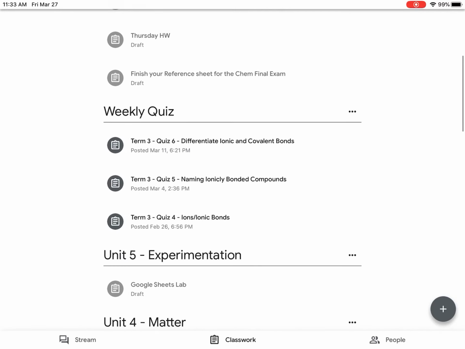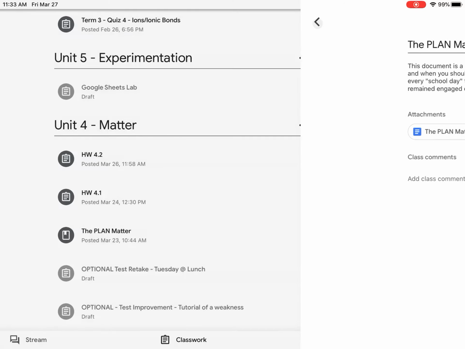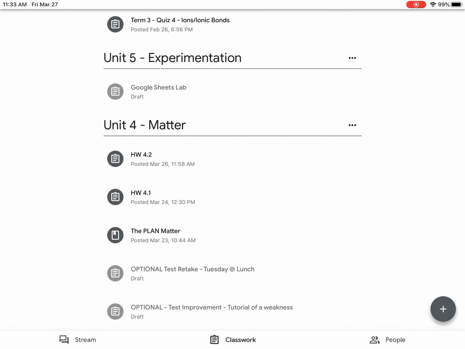Open up the plan. Actually, you don't even need to open up the plan. In a moment here, I will have homework 4.3 posted. And it's just a quick 3-question Google quiz for you to test your skills from today's lesson.